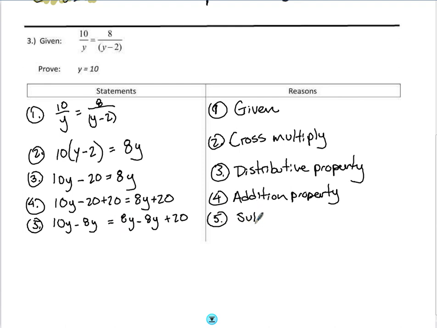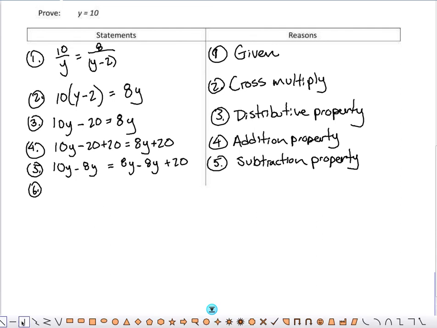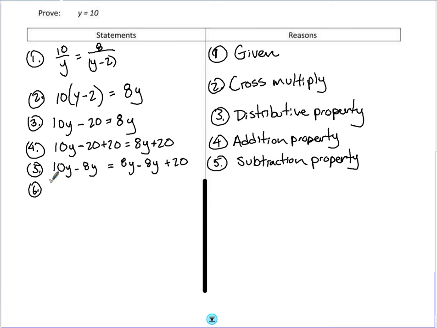Now you might have better handwriting than I do, and I'm running out of space here, but make sure you write small enough that you have enough room for all these steps, because we are going to go up to 8 steps in this problem. Starting with number 6 here, let me just extend this line so we can continue the process. Alright, number 6, after we've done that, we'll combine like terms. So this is going to be 2y is equal to 20.